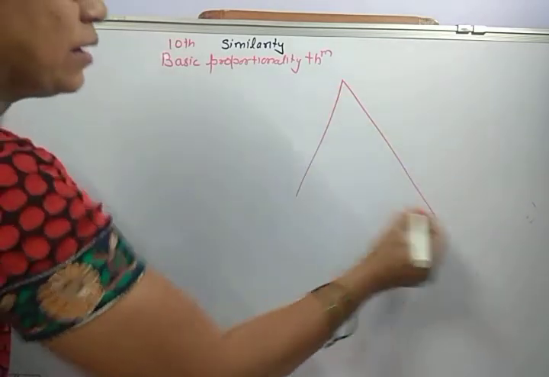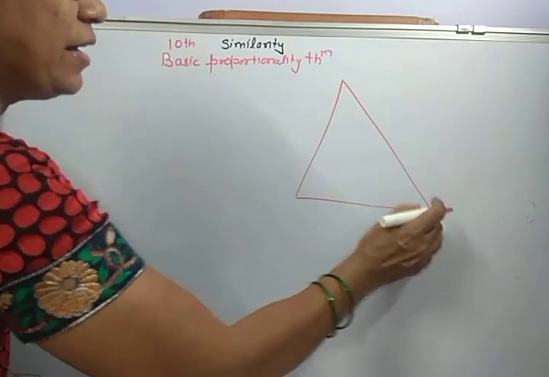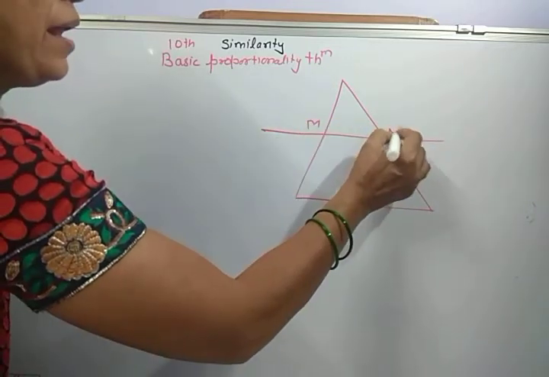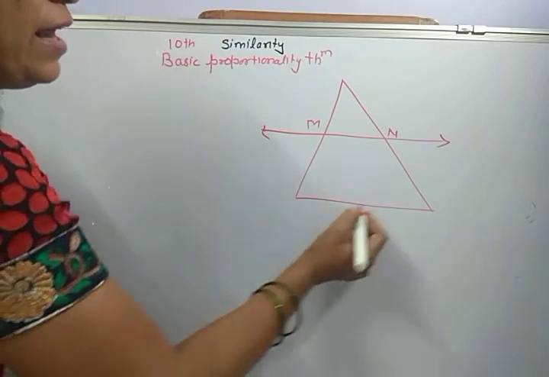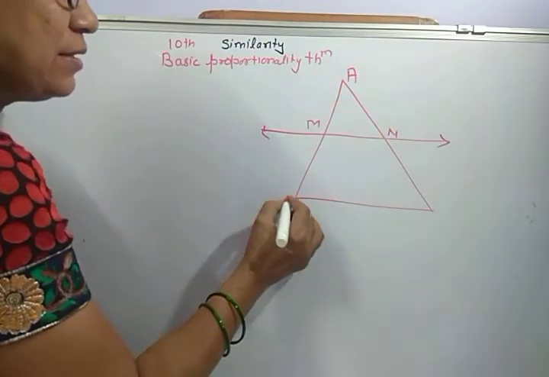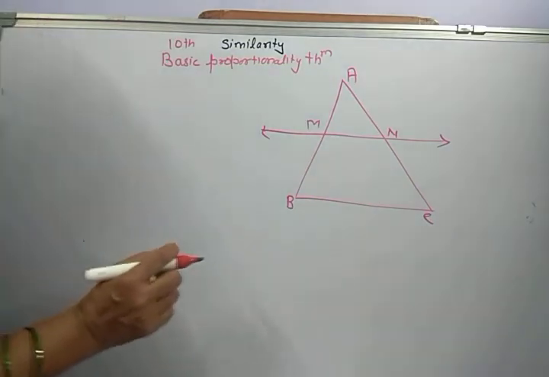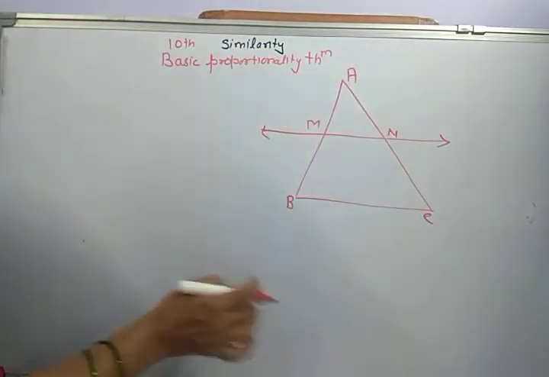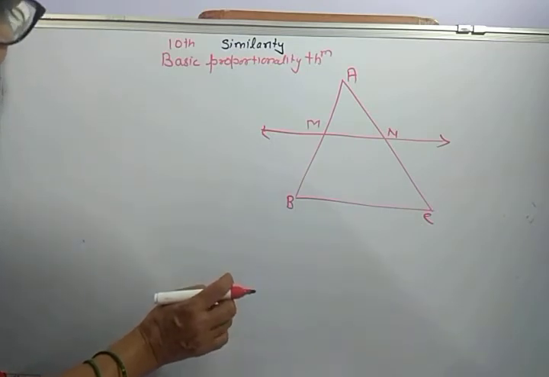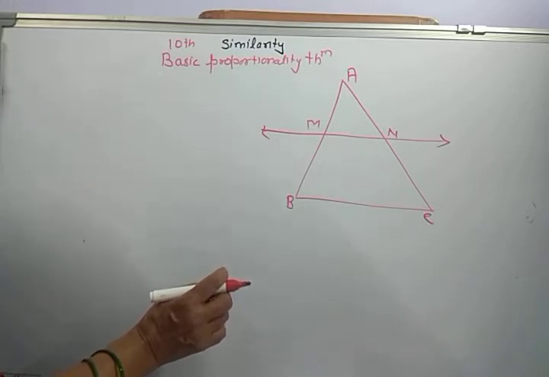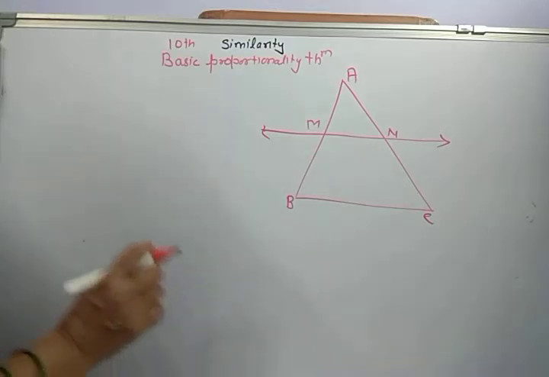In a triangle, if a line L intersects at points M and N, and line L is parallel to base BC, then it divides the two sides AB and AC in the same ratio. If a line parallel to a side of a triangle intersects the remaining two sides in two distinct points, then the line divides the sides in the same proportion, in the same ratio.